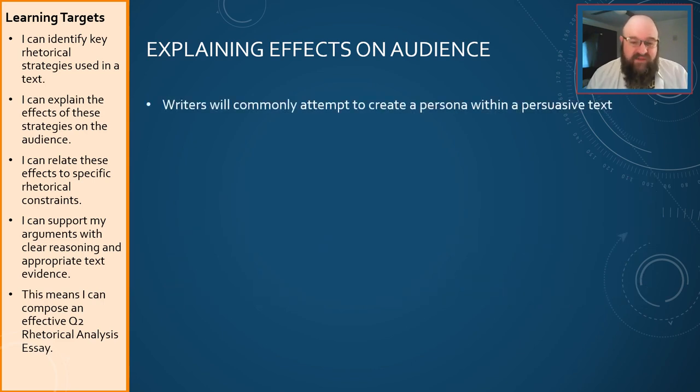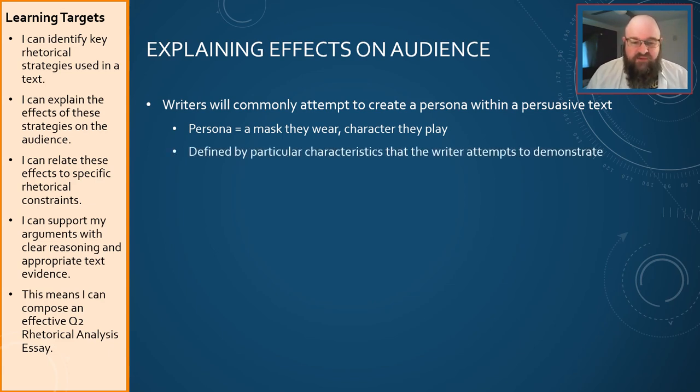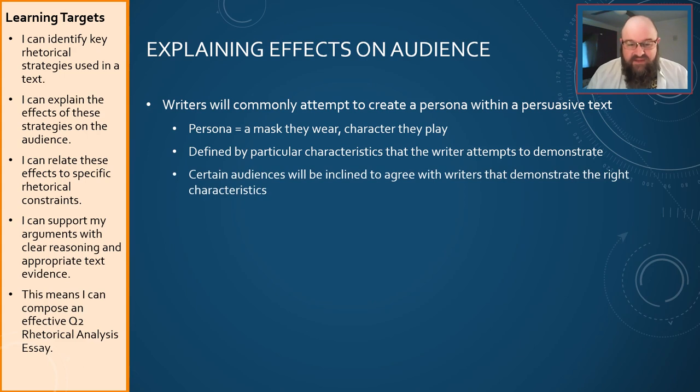Well, writers will commonly attempt within their persuasive text to create a persona. Persona is just like a mask that they would wear, a character that they play for that particular text, apart from who they are in real life. And persona is defined by any number of characteristics that the writer attempts to demonstrate throughout the text. You see, certain audiences are going to be inclined to agree with certain kinds of people. So writers will try to demonstrate that they are those kinds of people and demonstrate specific kinds of characteristics.